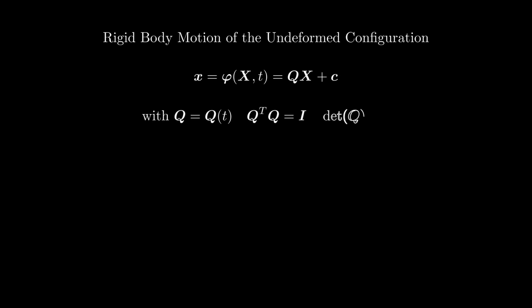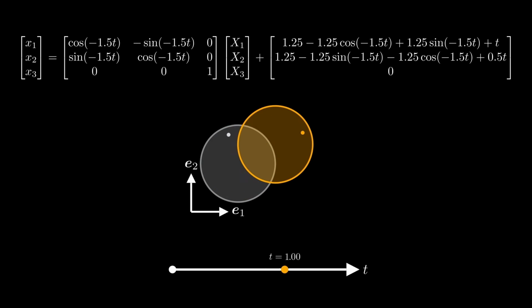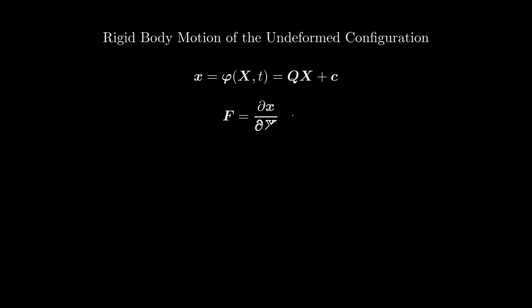Translating and rotating an object in space without deforming it is called rigid body motion. A rigid body motion of the undeformed object can be mathematically described by a matrix Q multiplied with the undeformed point capital X plus a vector c. Q is a proper orthogonal rotation matrix which is constant in space, and c is an arbitrary vector, also constant in space. Here's an example of such a rigid body motion. Q is rotating the undeformed points around the origin, and c is shifting the rotated points in space. If we compute the deformation gradient of the rigid body motion, we find that F is equal to Q.